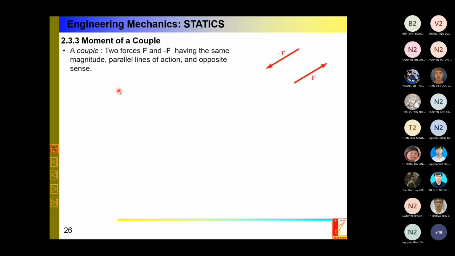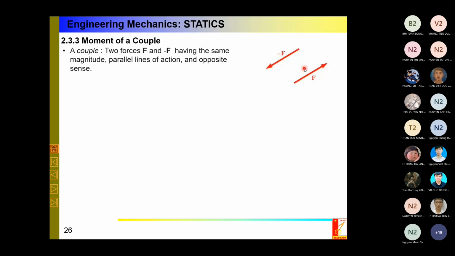And now we will go to one more portion: a special case of force system. If I have two forces which have the same magnitude, are parallel, and have opposite directions, then in this case I say that it is a couple. That is a couple. And in this case, the property or the effect of this special force system is quite interesting.